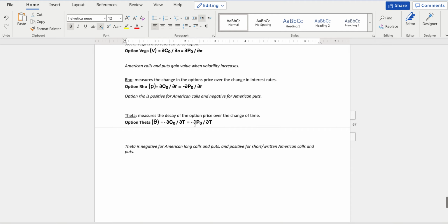Once again, long means buy. You can replace the word long with just buy. So rather than put long here, I could have written American buy calls and puts. It means that you're actually dishing out money. It's an outflow of cash when you're long. So when you're long a call or a put, theta is not your friend.